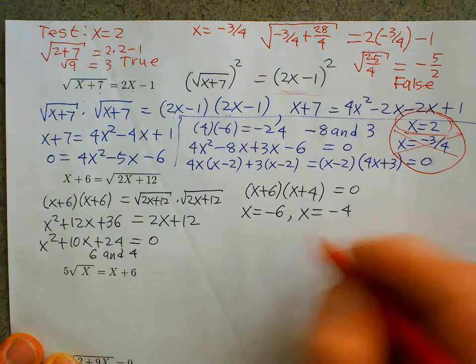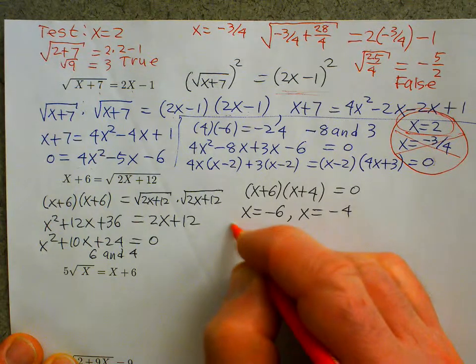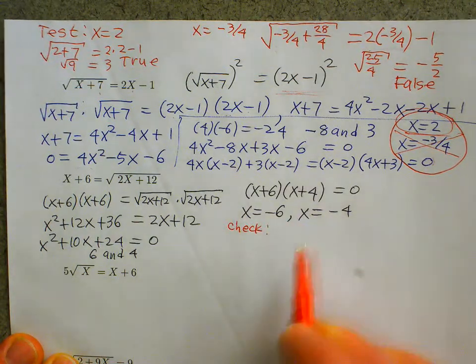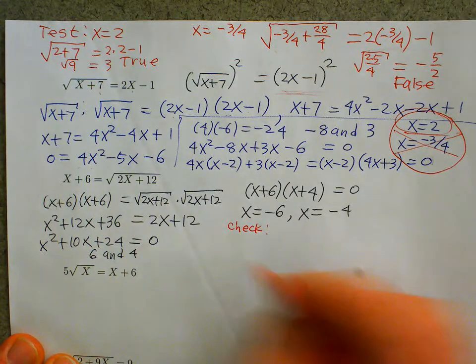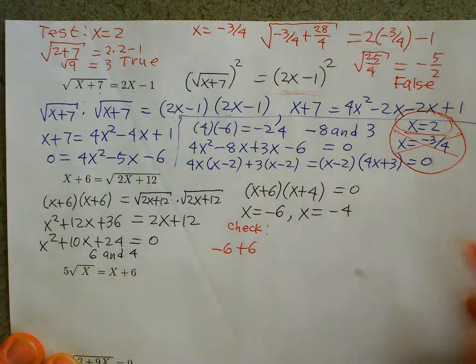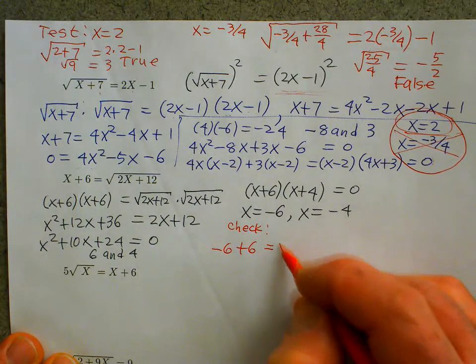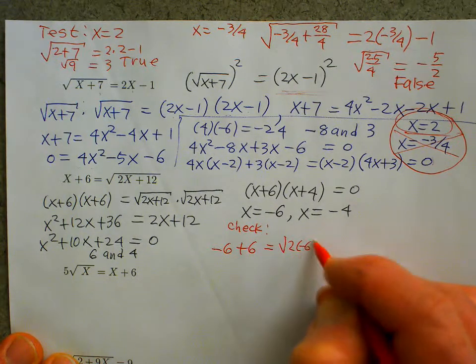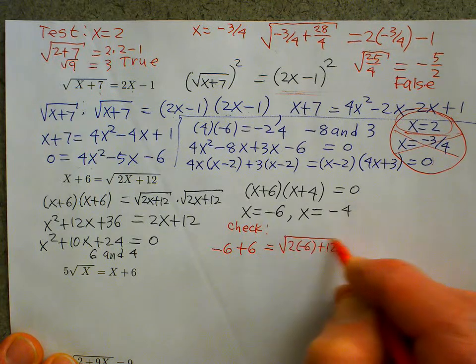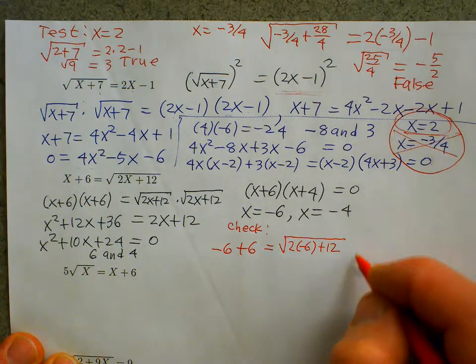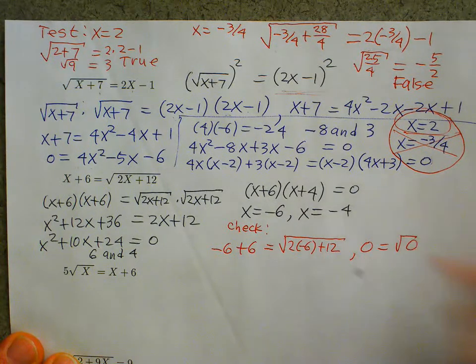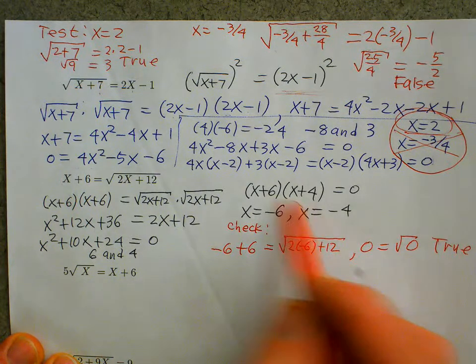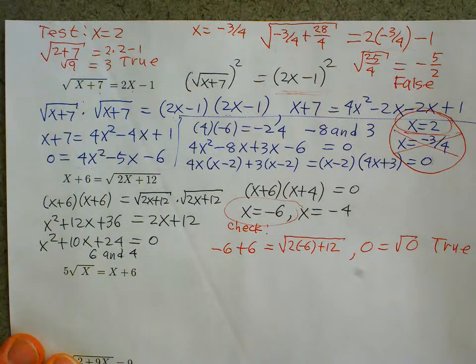Okay, we'll check negative 6. On the left-hand side, negative 6 plus 6. On the right-hand side, the square root of 2 times negative 6 plus 12. And we get 0 equals the square root of 0. That's true. There's nothing wrong with that. So x equals negative 6 is a solution.